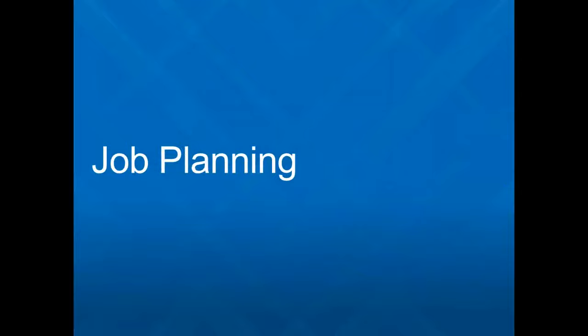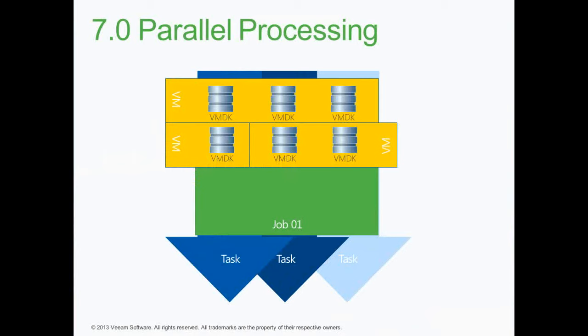Okay, let's take a look at job planning. In version 7, you get a new feature called parallel processing of your virtual machines. Starting with Veeam Backup & Replication version 7, multiple virtual machines and virtual machine disks can be processed in parallel, which will optimize your backup infrastructure performance and also help increase the efficiency of resource usage, as each data processing task within a job requires one CPU core.